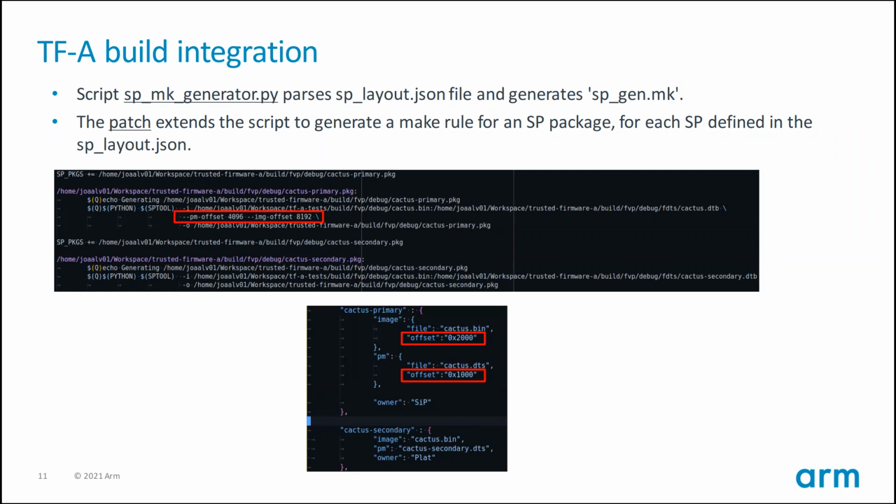With this implementation, we have extended the JSON file for some SPs to contain the offset of both the image and the manifest. And we extended the referred script to include these offsets in the arguments to the calls to the SP tool. The script generates the spgen.make, which in its current version will generate the make rules that will be included in the main makefile of TFA, and make sure the secure partition packages are generated accordingly.